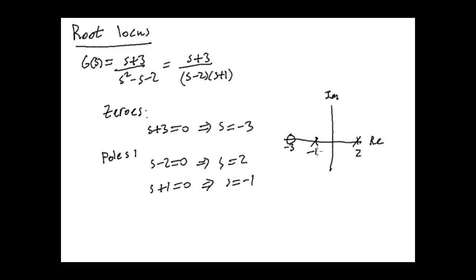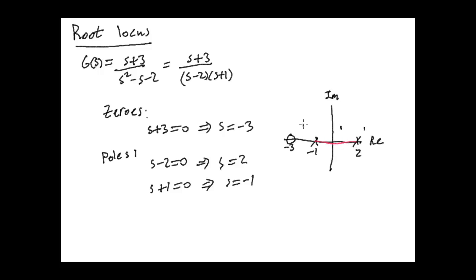In order to do this correctly, we have to use the first rule, which says that the locus exists on the real axis to the left of an odd number of poles and zeros. What that means is we check every location and see how many poles and zeros we are to the left of. For example, at this location we're to the left of 0 poles and 0 zeros. At this location we're to the left of 1 pole. So the root locus exists on the real axis between these 2 points.